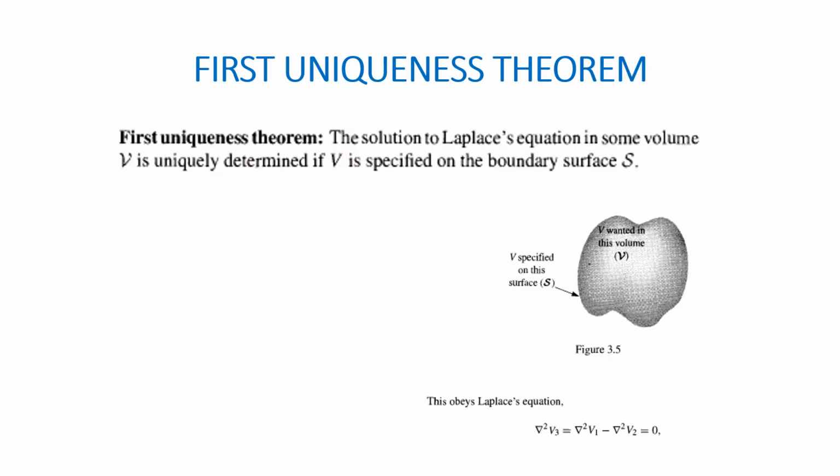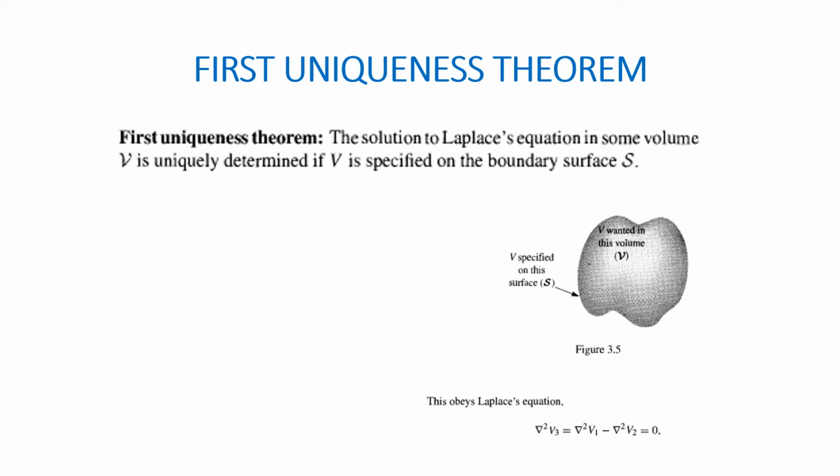Now, let us learn about the first uniqueness theorem. The first uniqueness theorem states the solution to Laplace equation in some volume V is uniquely determined if the potential V is specified on the boundary surface S. That means if the potential on the boundary is specified, then the potential over the entire volume can be uniquely determined. So that is the statement.